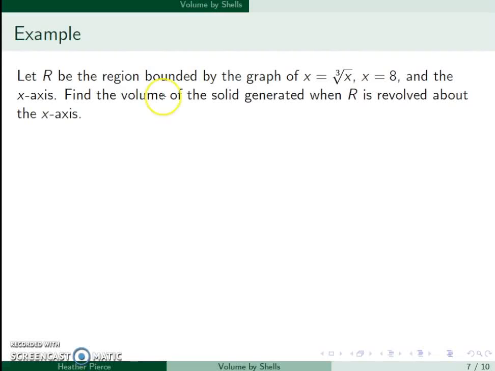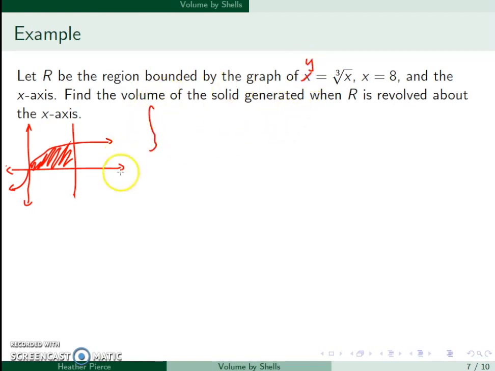So now let's do an example revolving about the x-axis. Here we have the cube root of x, which looks like this. We're going to consider the x-axis and the line x equal to 8. So we're considering this region here, about the x-axis. We're going to be integrating with respect to y. I should say y equals 8.